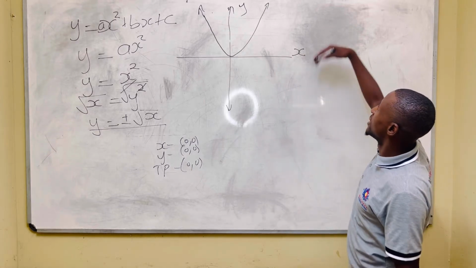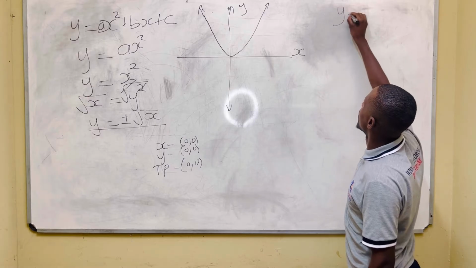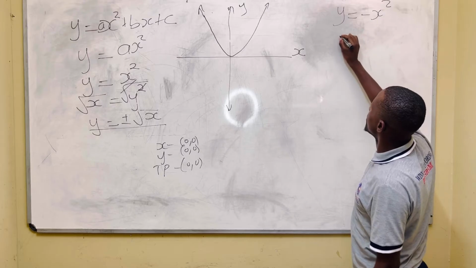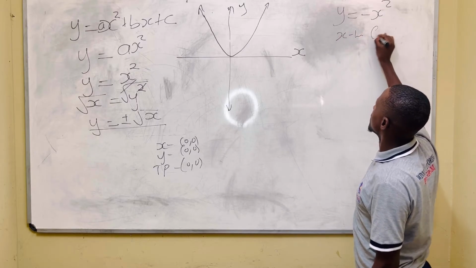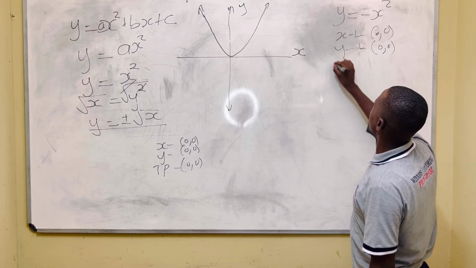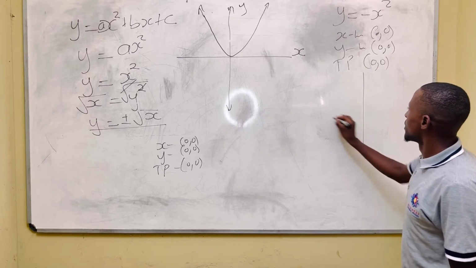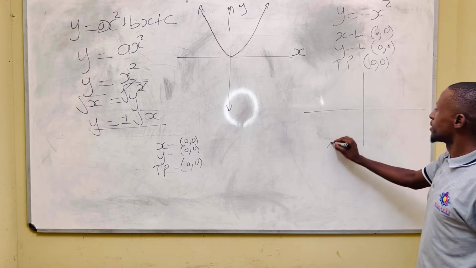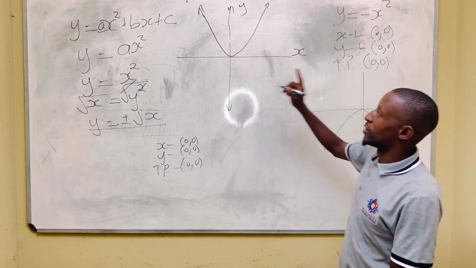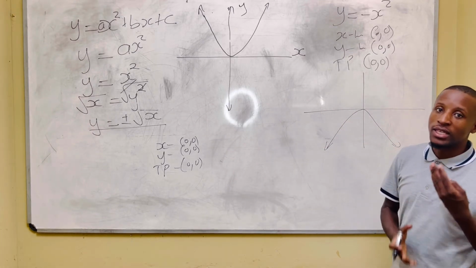But let's assume that a was negative. If a was negative, we're going to have y equals negative x squared. Same thing, the x-intercept will be (0, 0), the y-intercept will be (0, 0), and our turning point will also be (0, 0). So the shape of this one is still going to turn at the origin. This is how it's going to be. So these are your original functions, and you need to know their inverse. How are they?